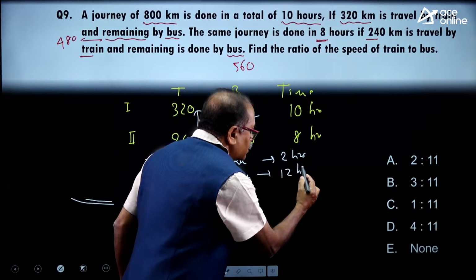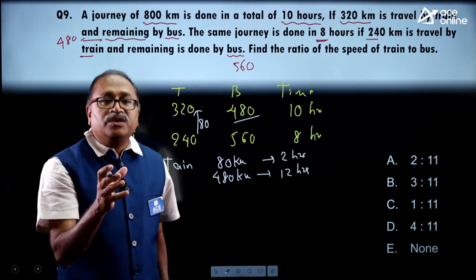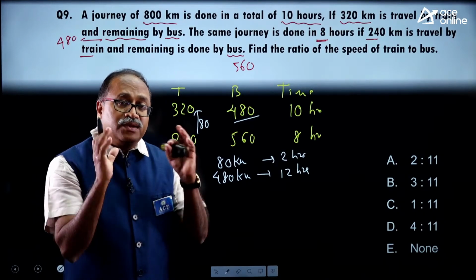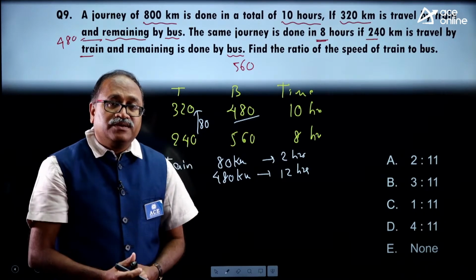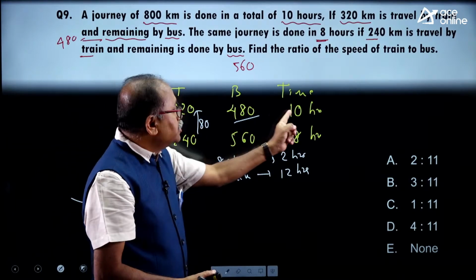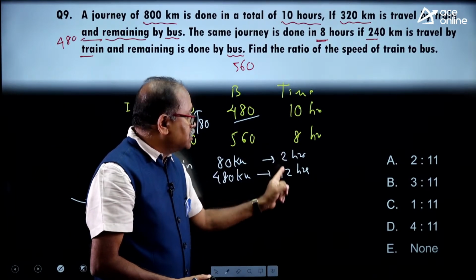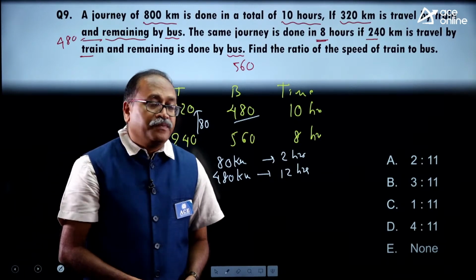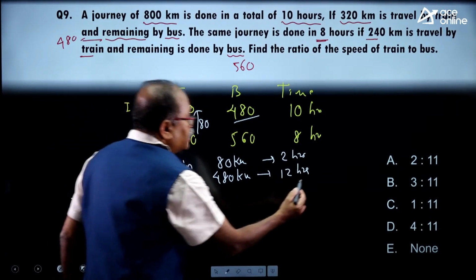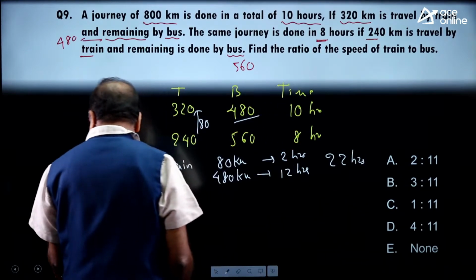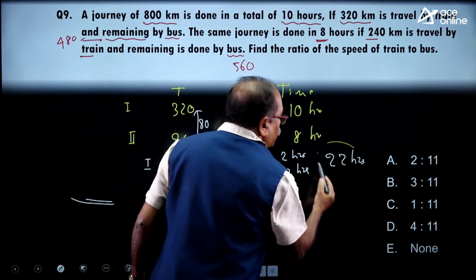12 hours extra. That means if the whole journey had been travelled by train, it would have taken 12 hours extra. So the time taken by the whole journey to travel by train is 10 hours plus another 12 hours. That is 22 hours. So here I am getting 22 hours if the whole journey is travelled by train.